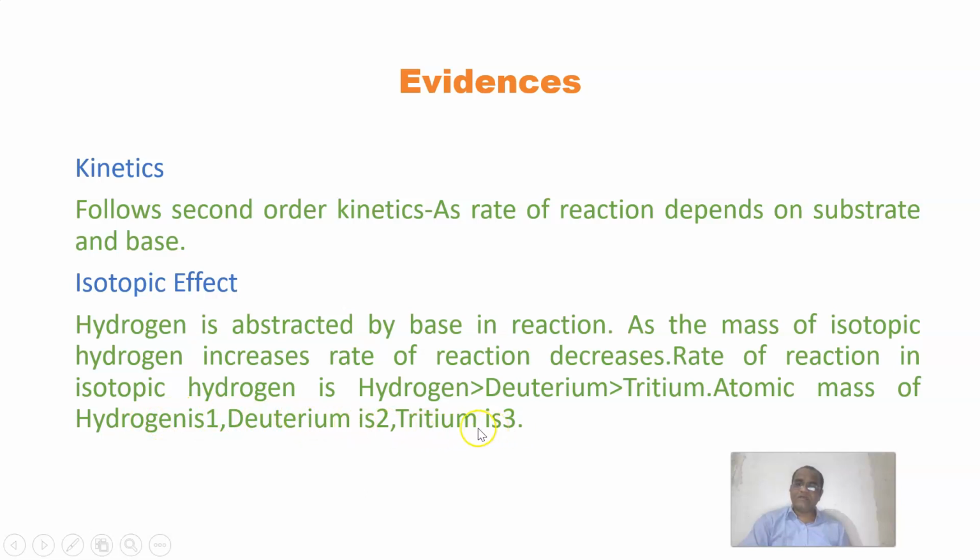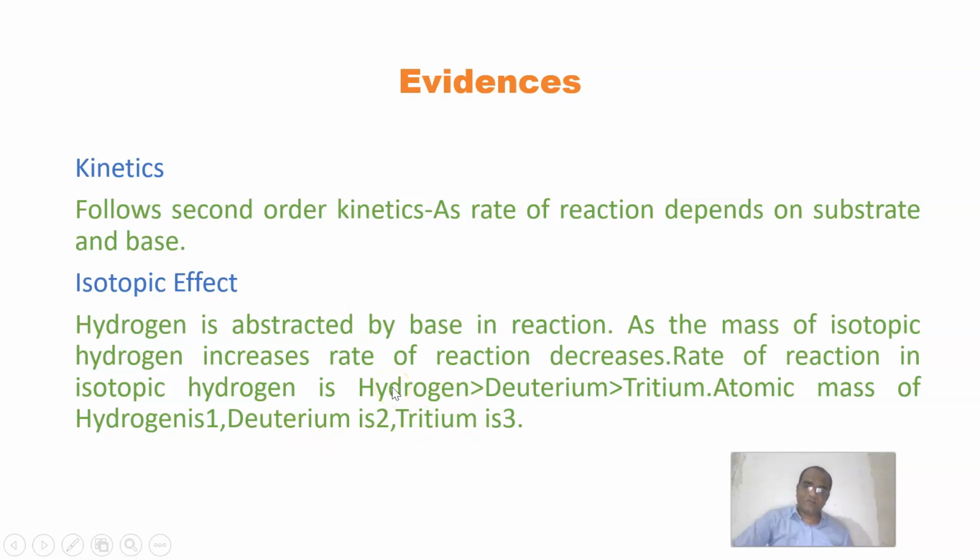It is due to the mass increasing on hydrogen, right? The mass of hydrogen becomes 2 for deuterium, and for tritium it becomes 3. So the rate of reaction decreases because the base needs energy for abstraction of hydrogen from the beta carbon atom, so the base requires a higher amount of energy compared to hydrogen. In deuterium the rate of reaction will be decreased, and in tritium it will be decreased more.